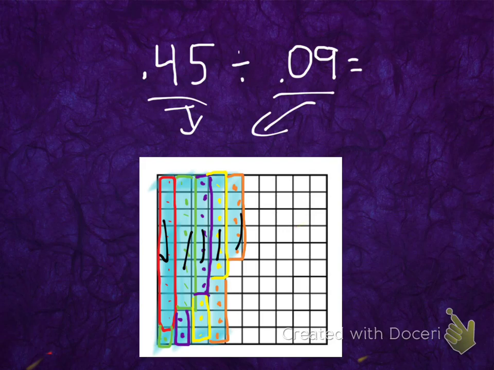Therefore, if I have 45 hundredths divided by 9 hundredths, I'm going to have 5 groups of those 9 hundredths. Therefore, the quotient here, when I divide this decimal by this decimal, is 5 groups, 5 wholes.